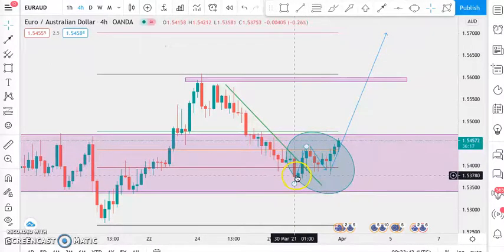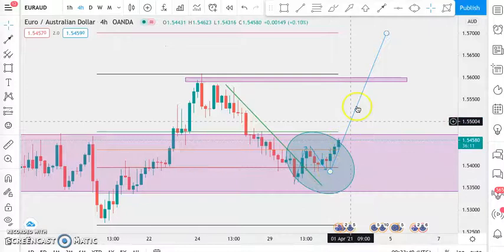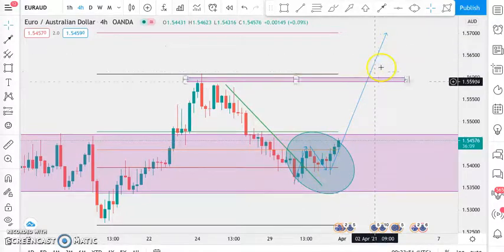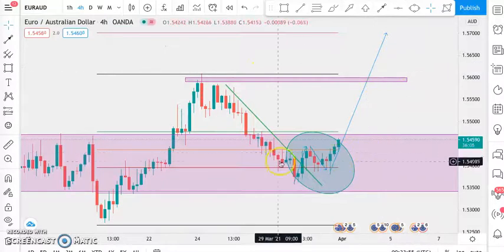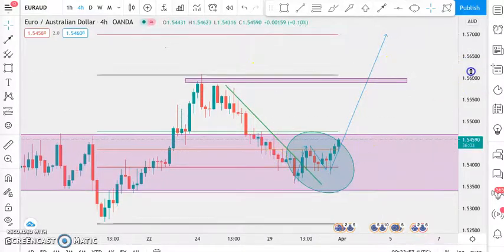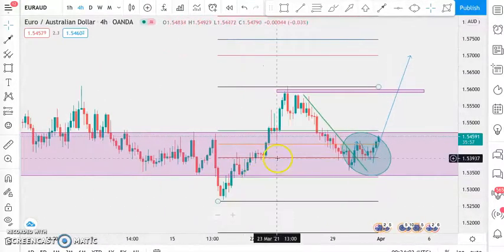And we can see now that we've gotten this break, this pullback. Now what we are looking for is a continuation to the upside, first for the target of this high here, and then possibly all the way to the minus 272 area here.